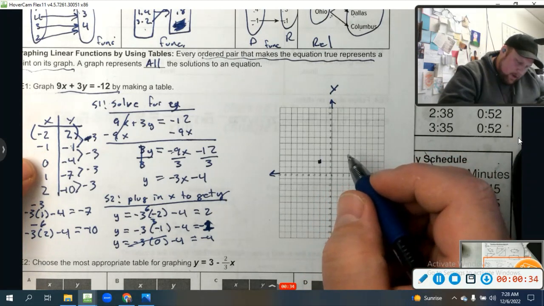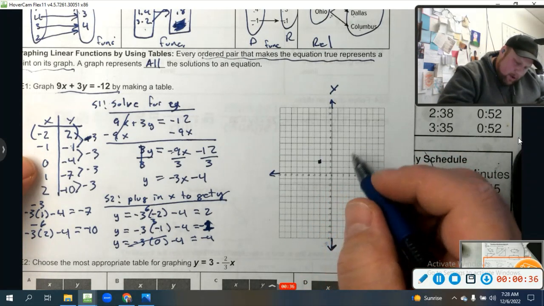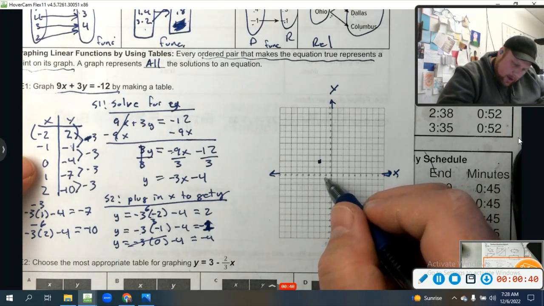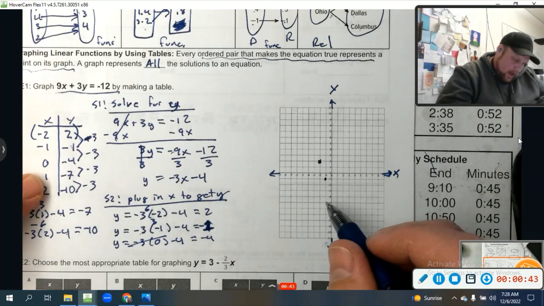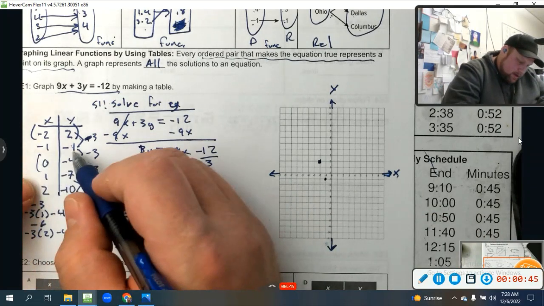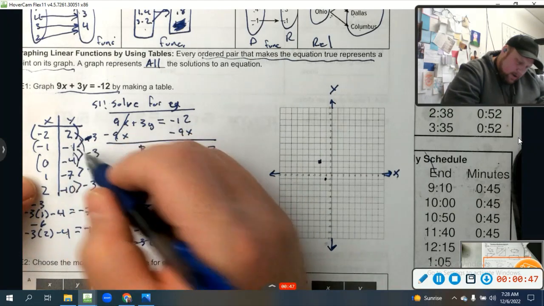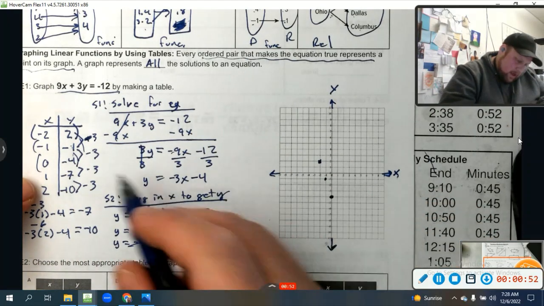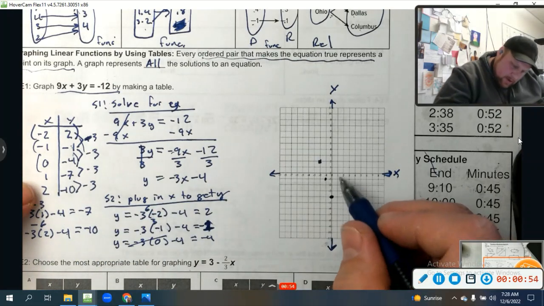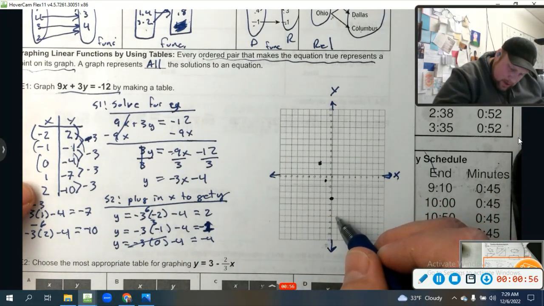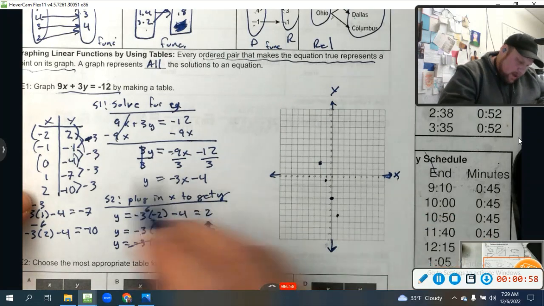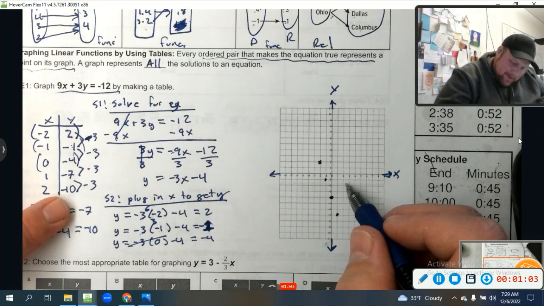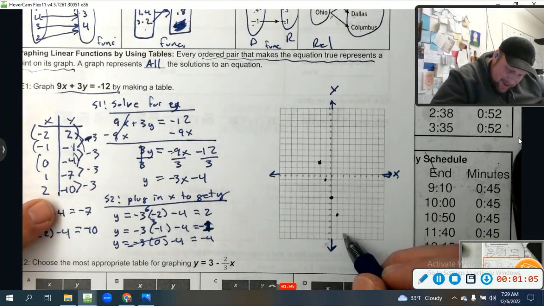And I have the point negative 1, negative 1. So I'm going to go negative 1 on the x, negative 1 on the y. And I'm going to now go to the point 0, negative 4. So 0 and then down negative 4. And 1, negative 7. So 1 and down to negative 7. And 2, negative 3. No, excuse me, negative 10. 2, negative 10 right here.